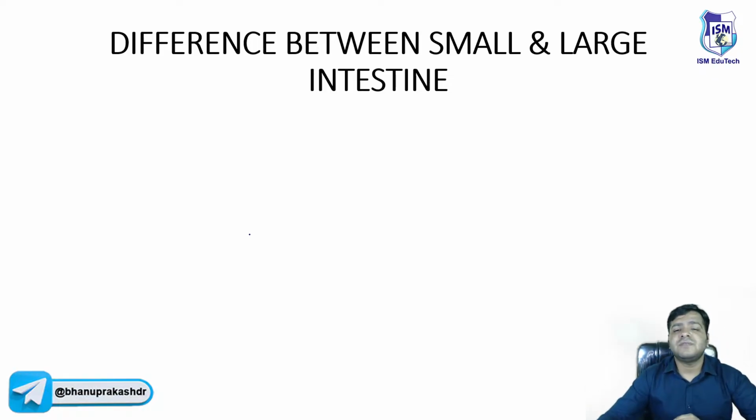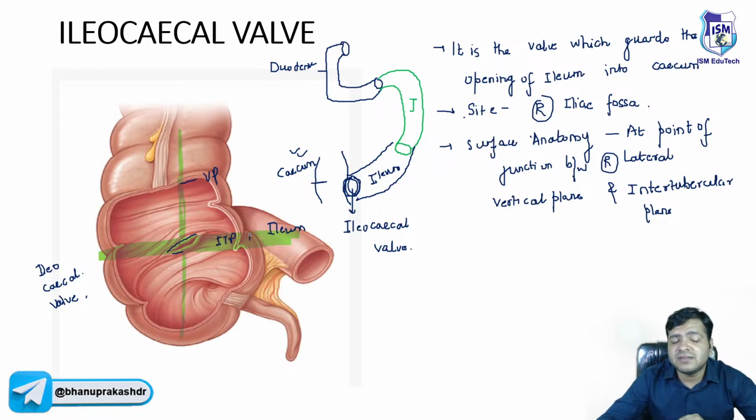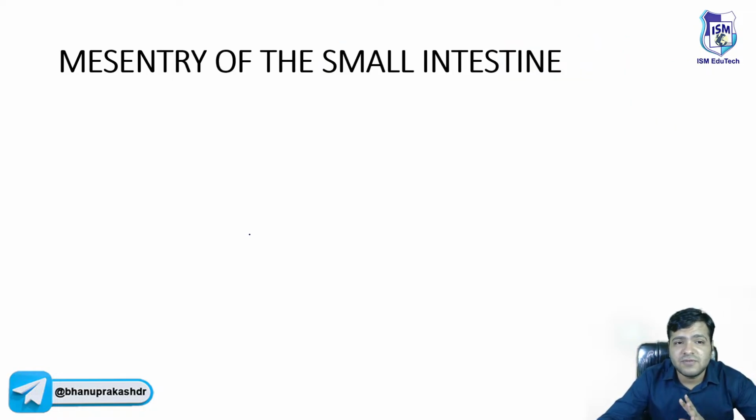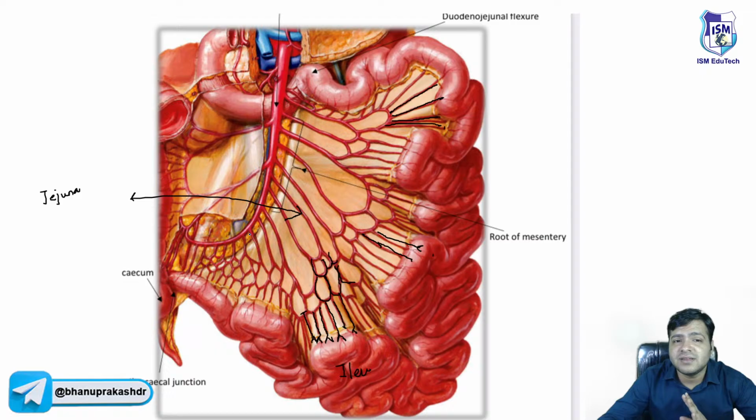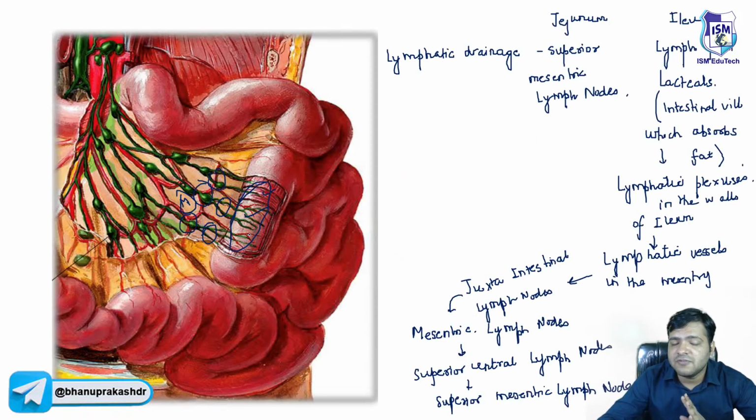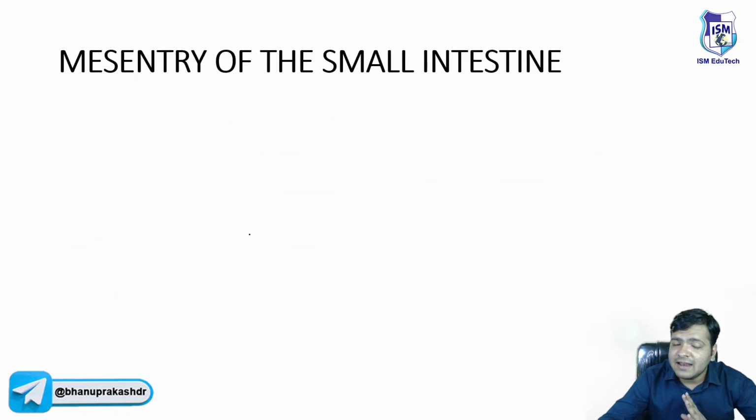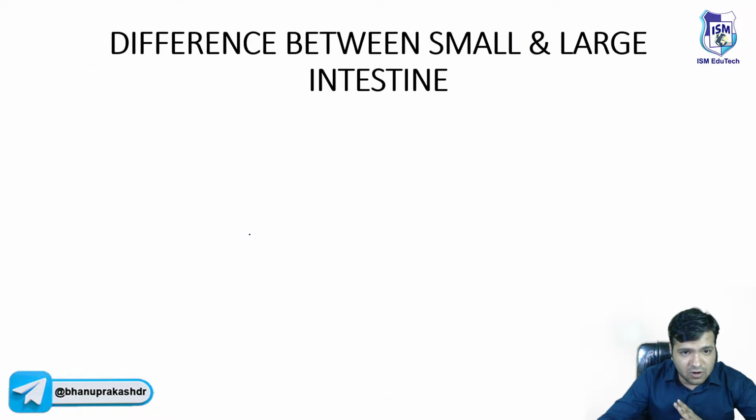Now coming on to the difference between the small and the large intestine. Already we have discussed the small intestine in detail. We have discussed the duodenum, the mesentery of the small intestine, the jejunum, ileum, anatomy of both of them, Peyer's patches, and the valve. So finally, coming on to the difference between the small and large intestine.